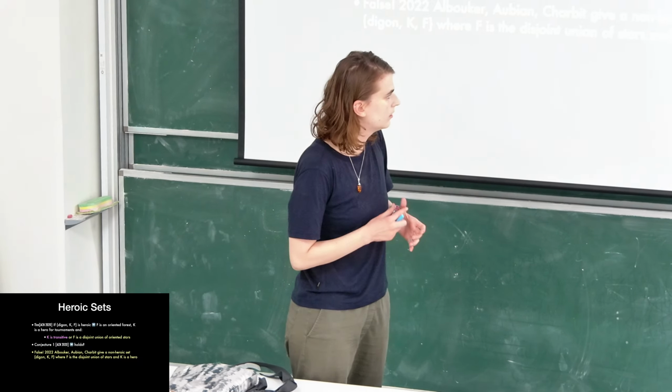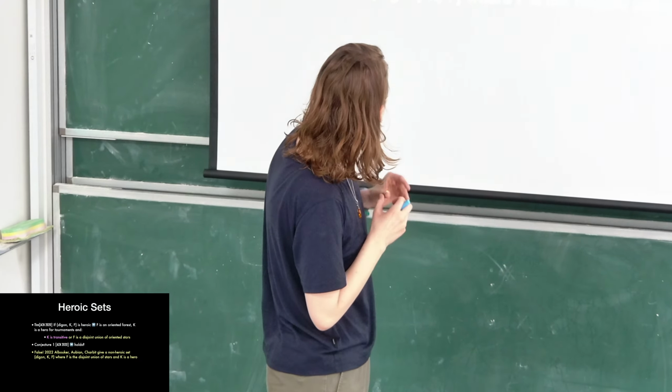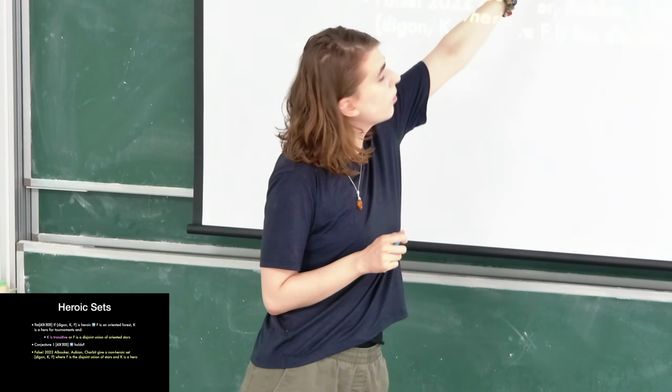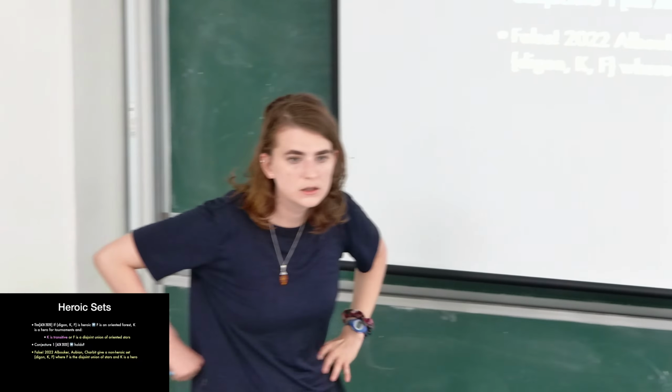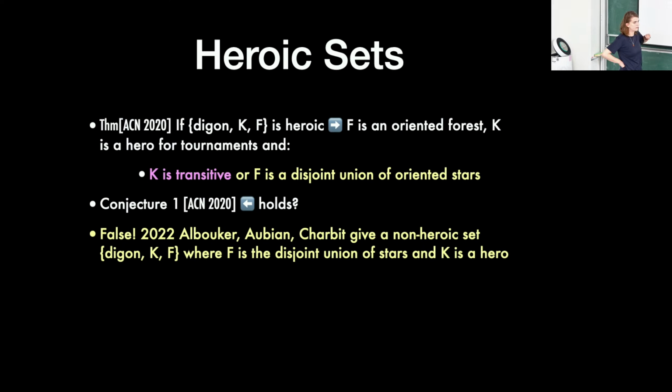Is K transitive? K is transitive or the other option. Yeah, so it is true. In the case where it's non-transitive, there are tournaments which are heroes for tournaments, but excluding that tournament and the disjoint union of oriented stars and a digon doesn't work for general digraphs.